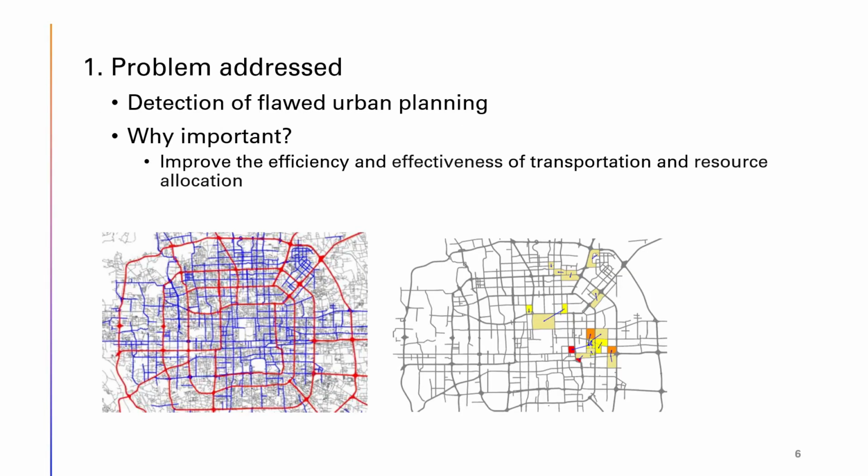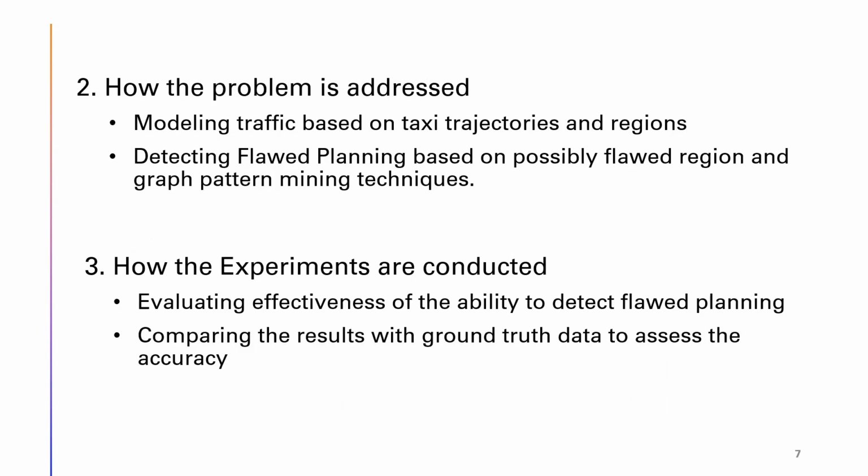Thank you. Alright, now let's move to urban computing with taxi cabs. In this paper, the author proposed an approach for the detection of flawed urban planning using GPS trajectories of taxi cabs. Addressing the problem can improve the efficiency and effectiveness of transportation and resource allocation. The problem is addressed by modeling traffic based on taxi trajectories and regions, and also detecting flawed planning based on possibly flawed regions and graph pattern mining.